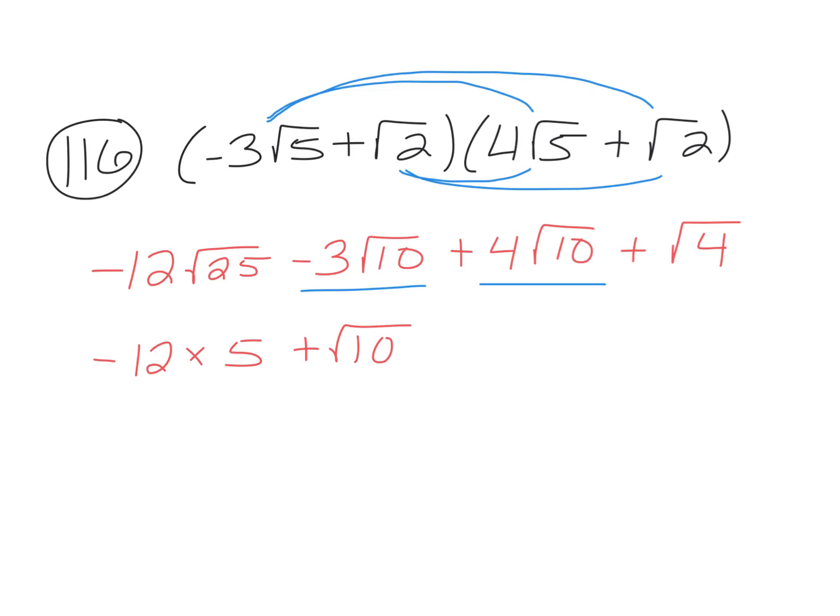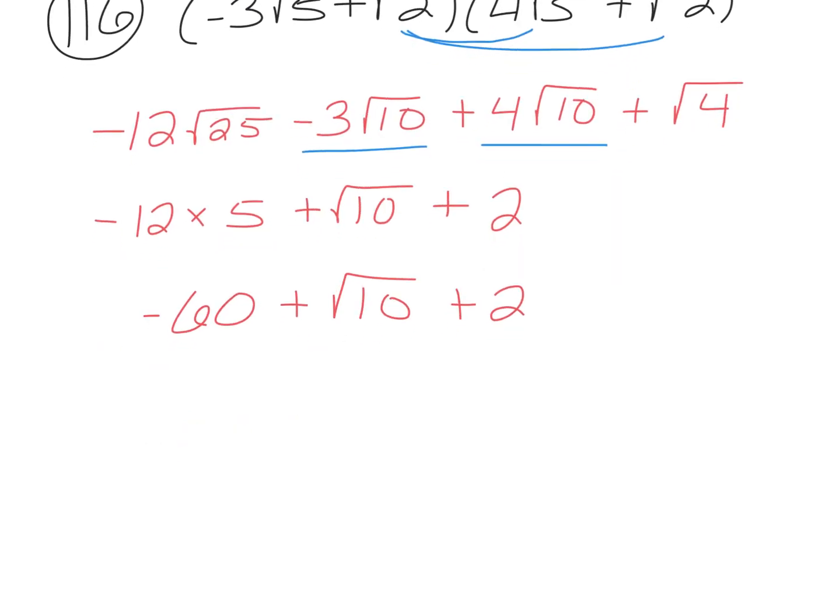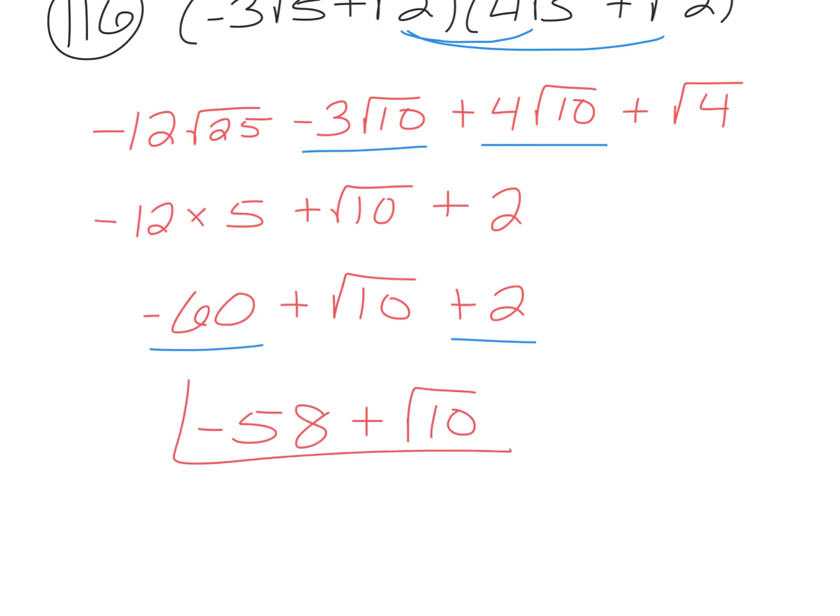And then what about this? Square root of 4 is 2. Keep simplifying. What's negative 12 times 5? Negative 60. And then I still have plus the square root of 10 plus 2. Do I still have like terms? Yep, here. What do I get when I combine those? Negative 58 plus square root of 10.